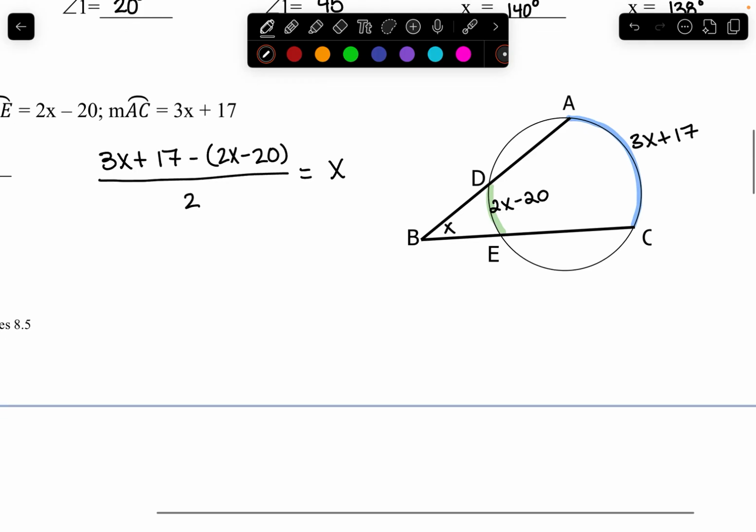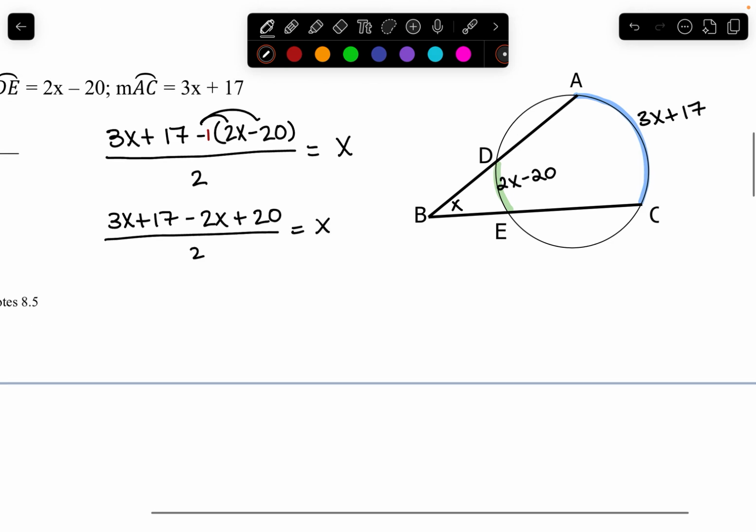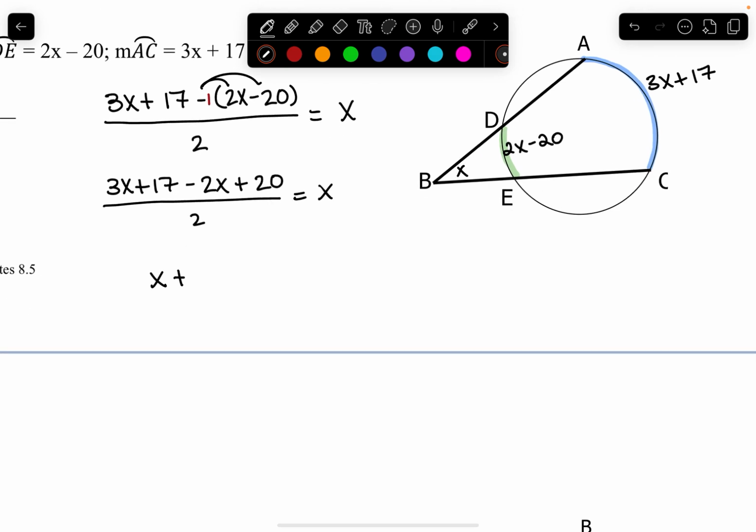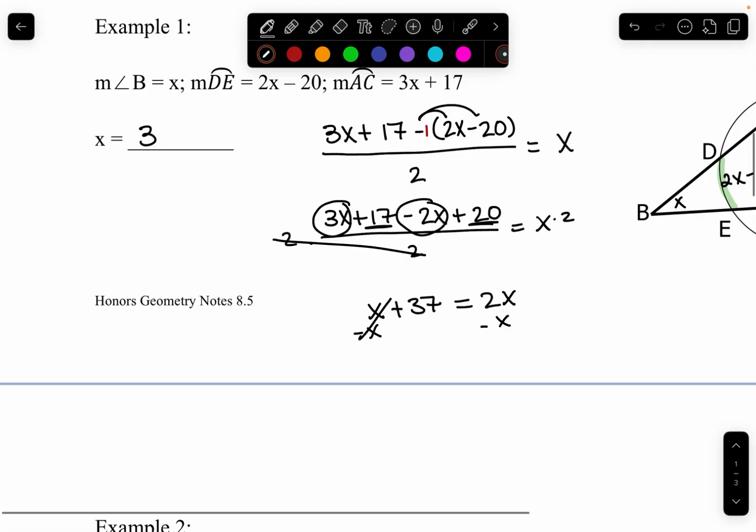Okay? So this will be 3x plus 17, and then you have to distribute this -1 that is on the outside of that parenthesis. So you will get a negative 2x plus 20 divided by 2 equals x. All right, you get 1x plus 37 equals 2x. So I went ahead and combined my like terms, and then I multiplied both sides by 2 to get the 2 out of the denominator. All right, and then from here, all I have to do is subtract x, and you get that x is 37.